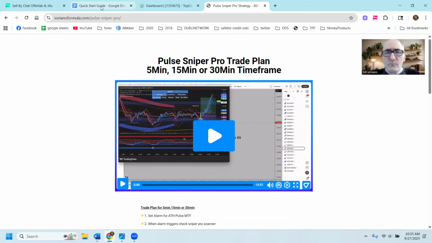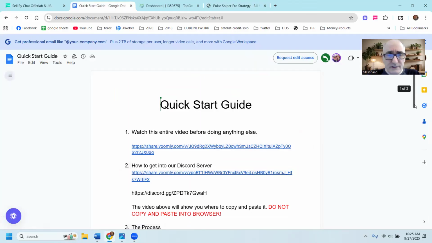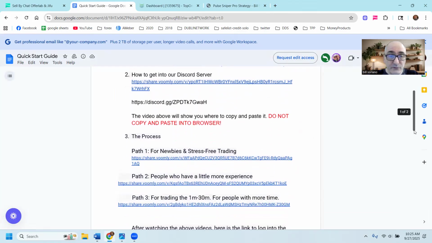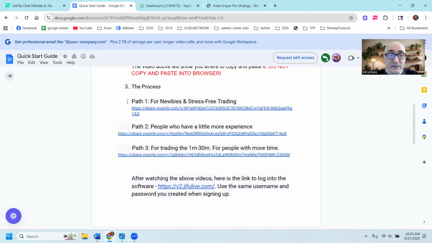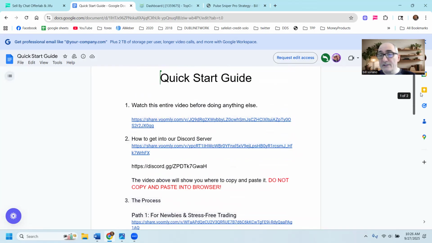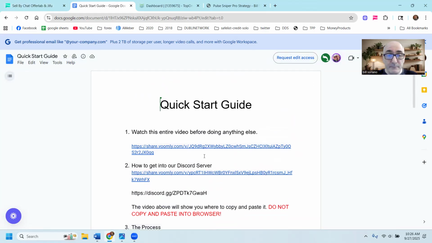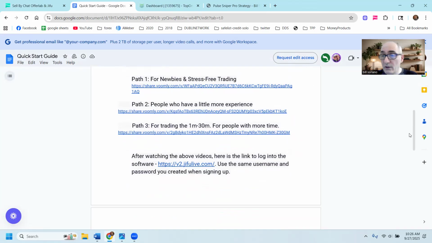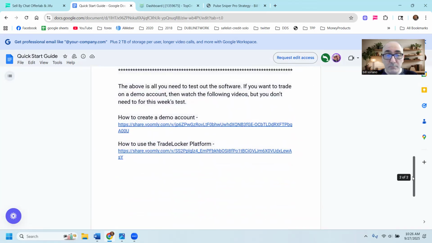Now, once you get started, you'll get this quick start guide here, which shows you how to access our Discord server, get access to our indicator, how to put it on TradingView, all that stuff. And then there's actually 3 different paths here that Michael has on here. Now these 3 paths are a little bit different than our main strategy here on the lower time frame, but you're going to get access to these 3 paths as well. And maybe one of them will work better for you.